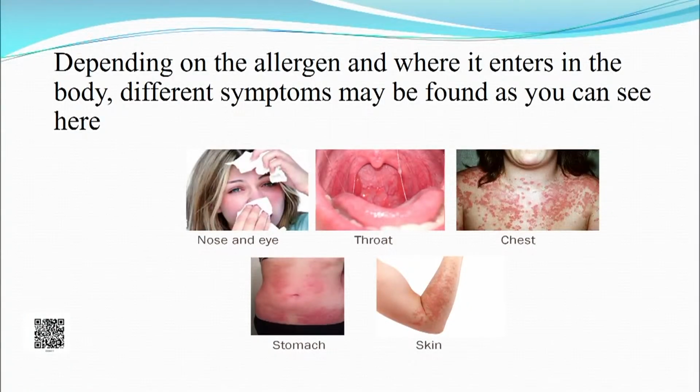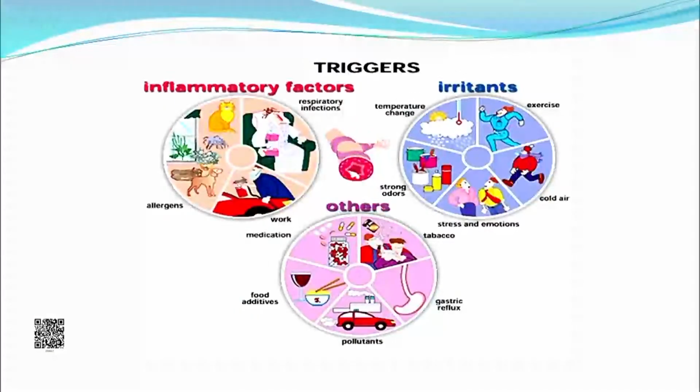So depending on the allergen and where it enters the body, different symptoms may be found, as you can see here. Nose and eyes irritation, throat and chest infection, skin irritation, stomach allergy, and many more. So now we will talk about triggers. They can be inflammatory triggers, irritants, and others. So triggers can vary widely depending on the person.